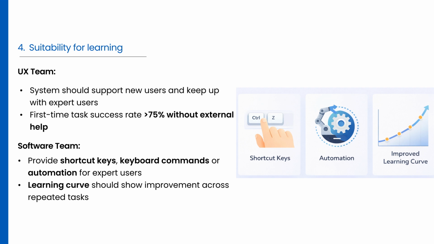The software team must enable efficiency for expert users by providing shortcut keys, keyboard commands, or automation. For example, an experienced user may use shortcuts to complete the same task faster. Over time, the system must show a learning curve where users improve speed and efficiency with repeated use.